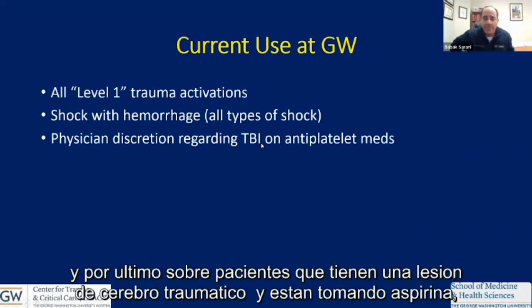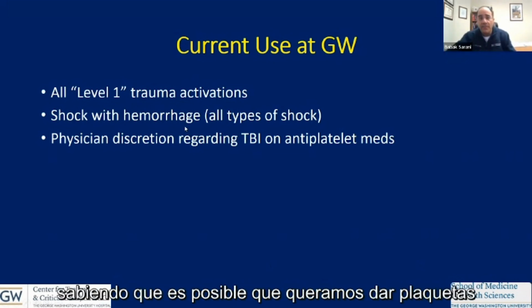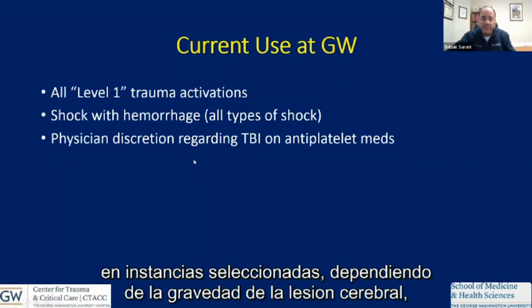And lastly, about patients who have traumatic brain injury and are on aspirin, we will go ahead and get the TEG, knowing that we may want to give platelets in select instances, depending on the severity of the brain injury.